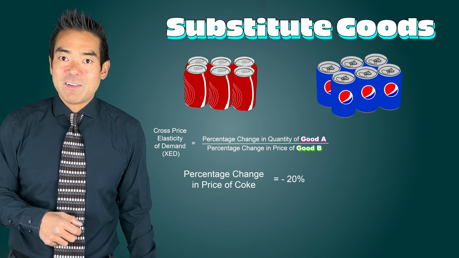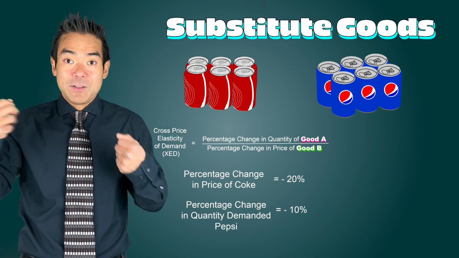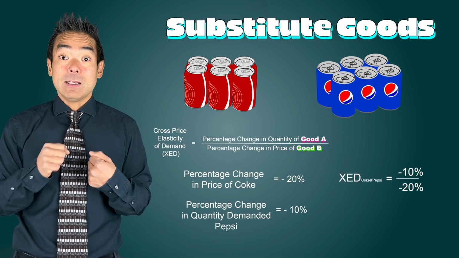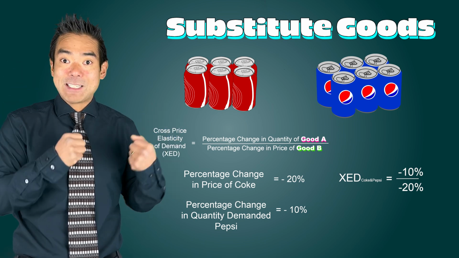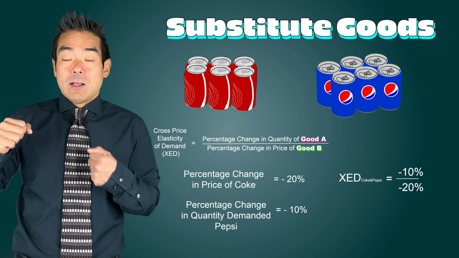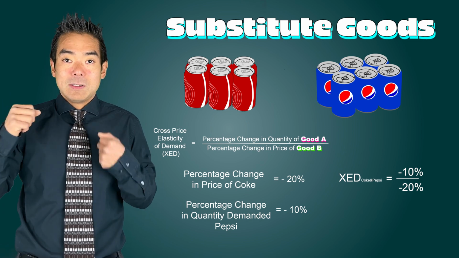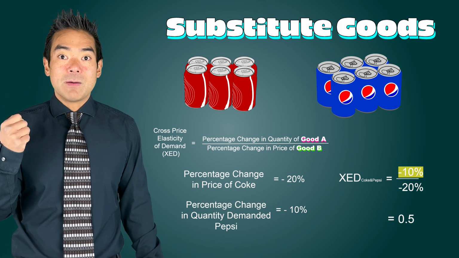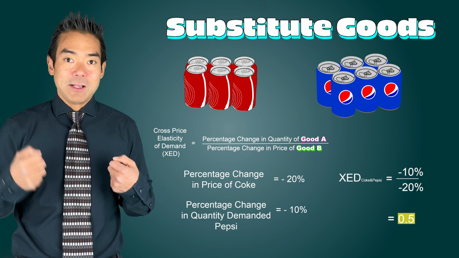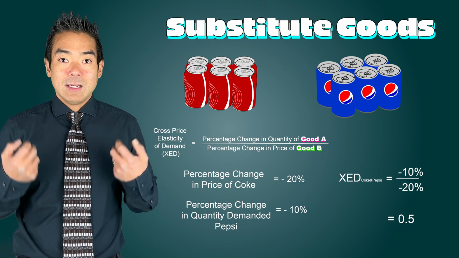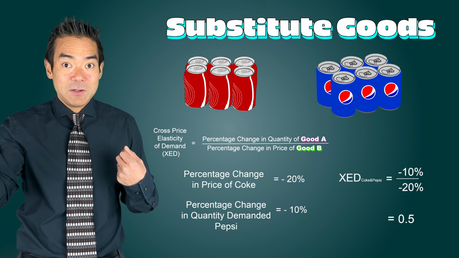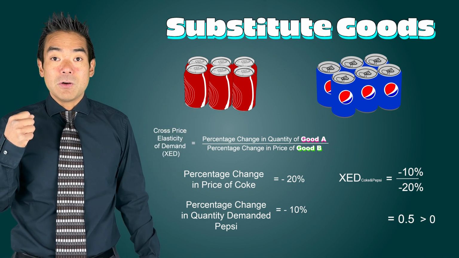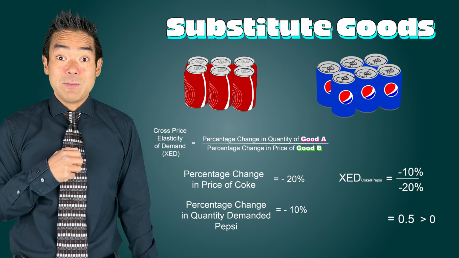Let's assume that the quantity demanded of Pepsi falls by 10% as a result of this fall in the price of Coke. Cross-price elasticity of demand would be calculated as negative 10%, the 10% decrease in the quantity demanded of Pepsi, divided by negative 20%, the 20% fall in the price of Coke. Negative 10% divided by negative 20% yields 0.5. A negative number divided by a negative number is a positive number. That's weird, but it is. Again, cross-price elasticity of demand between Coke and Pepsi is positive because a decrease in the price of Coke has led to a decrease in the quantity demanded of Pepsi.